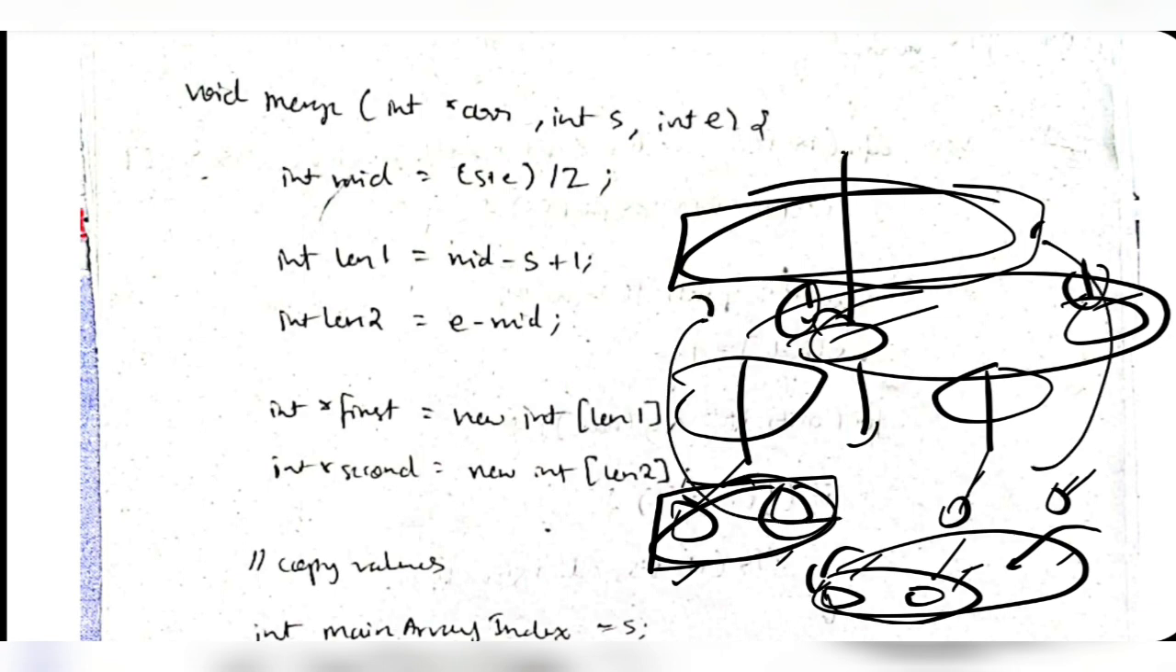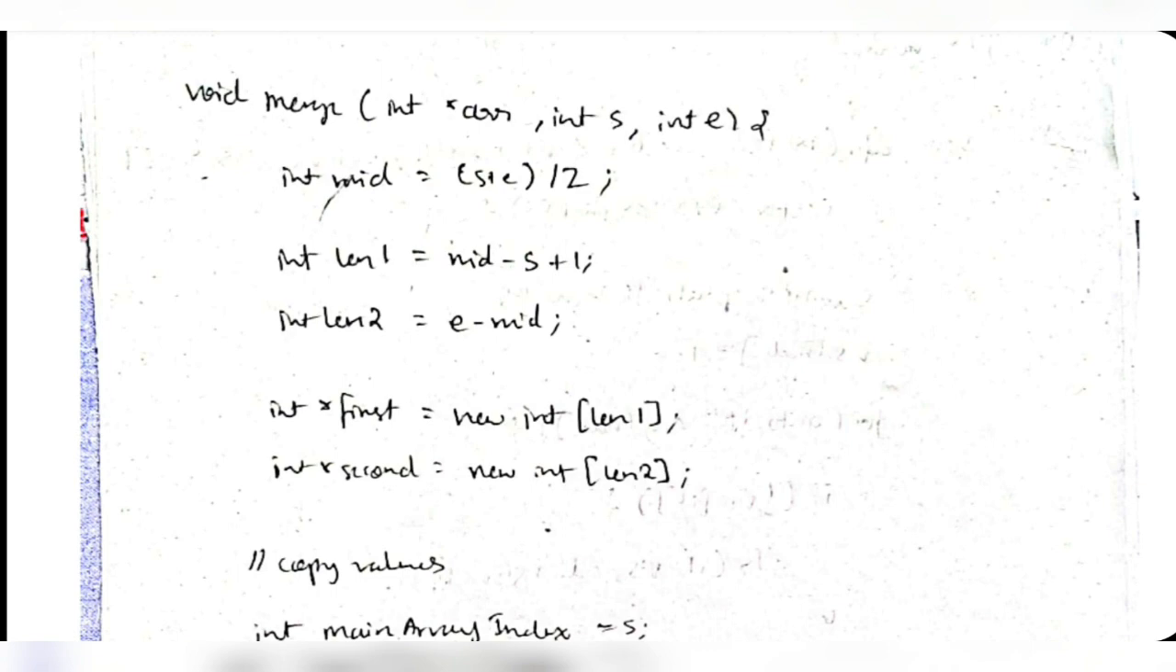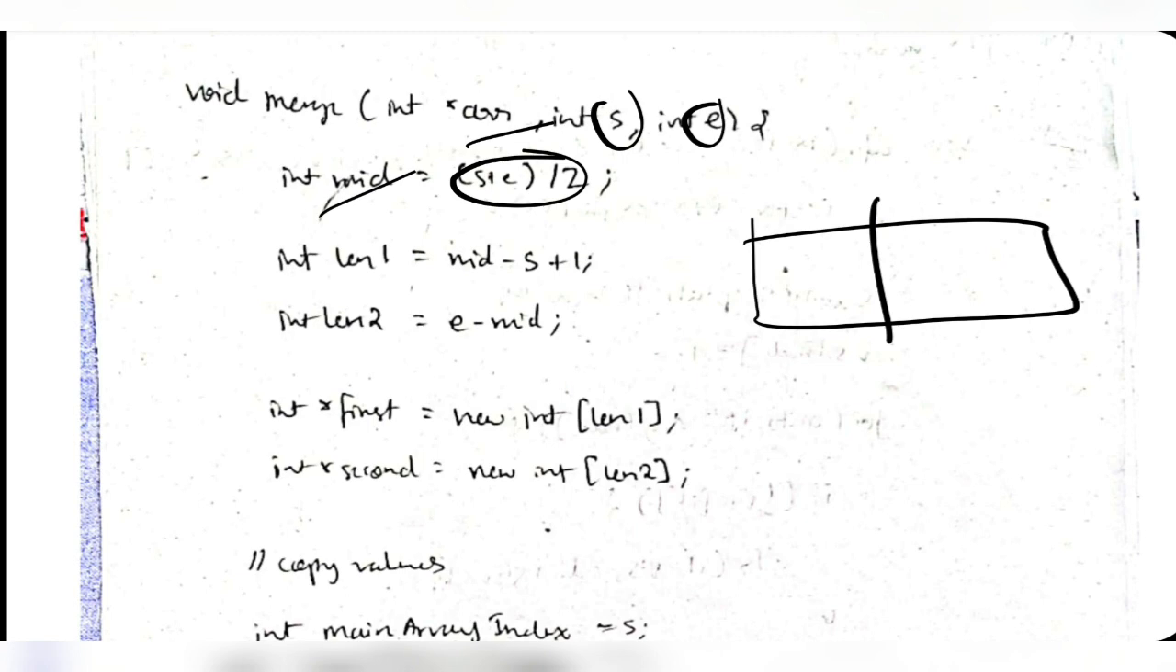So here a few things are needed, like the array, s for starting, and e for ending. And mid is nothing but the size divided by 2, so we are just cutting it into half, right? So we need the mid value. len1 is nothing but till here: mid minus s plus 1 is this location, and len2 is nothing but e minus mid, this location. So you're just getting how much is this length and how much is this length.